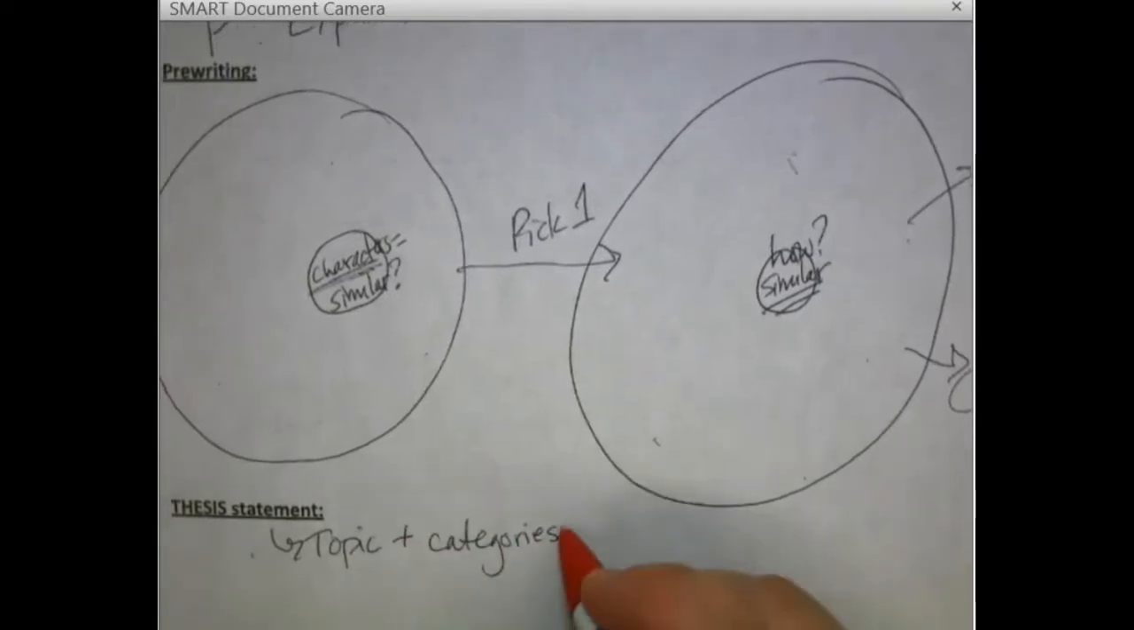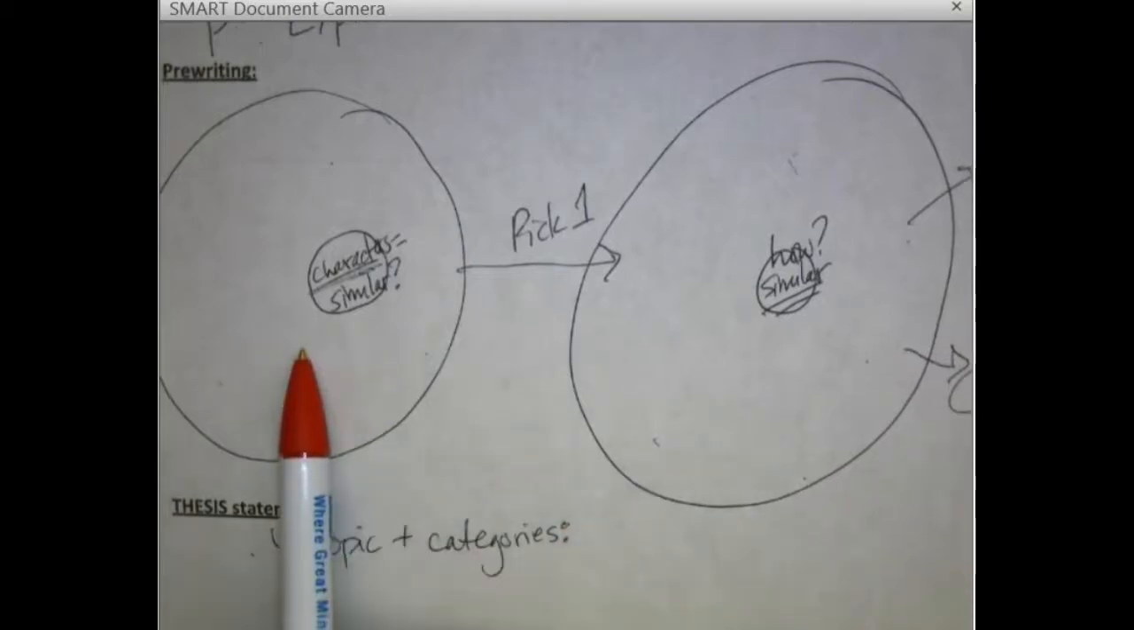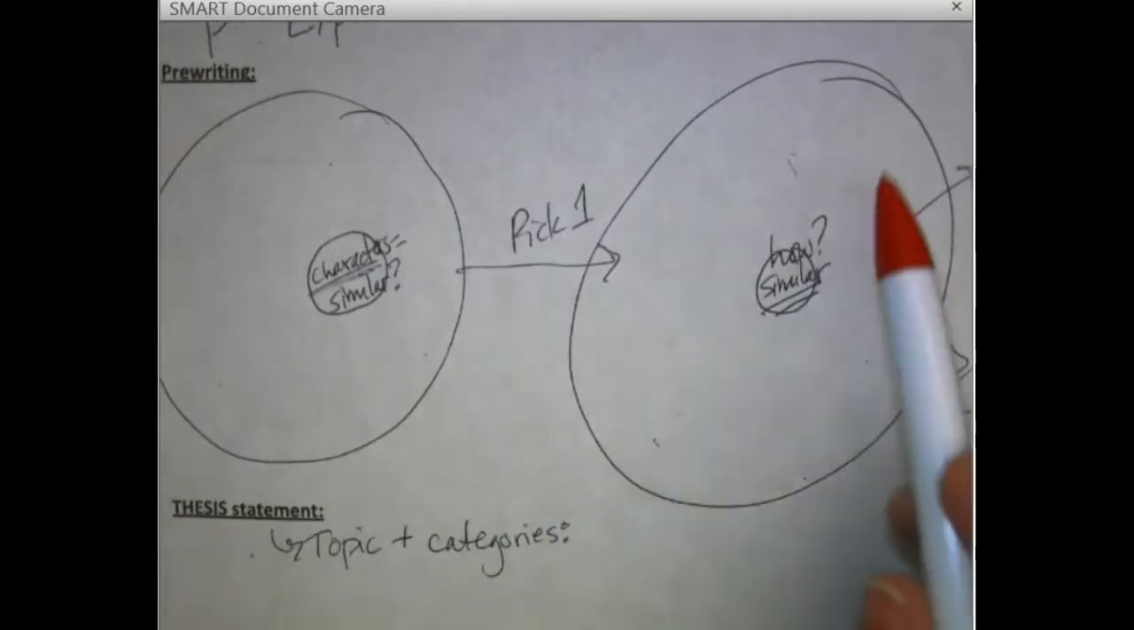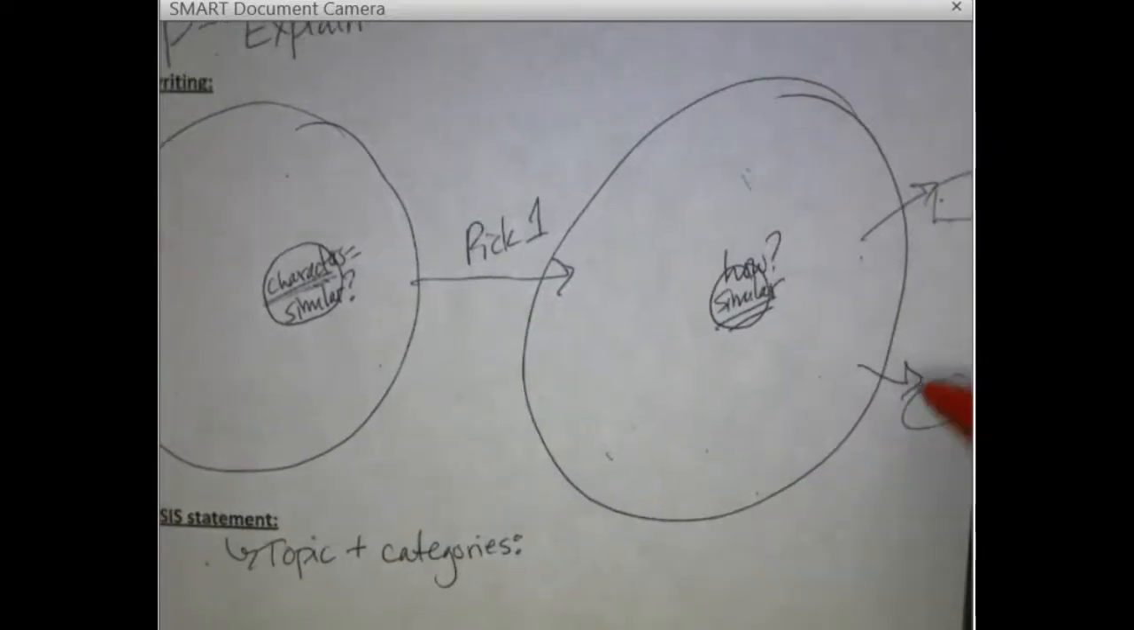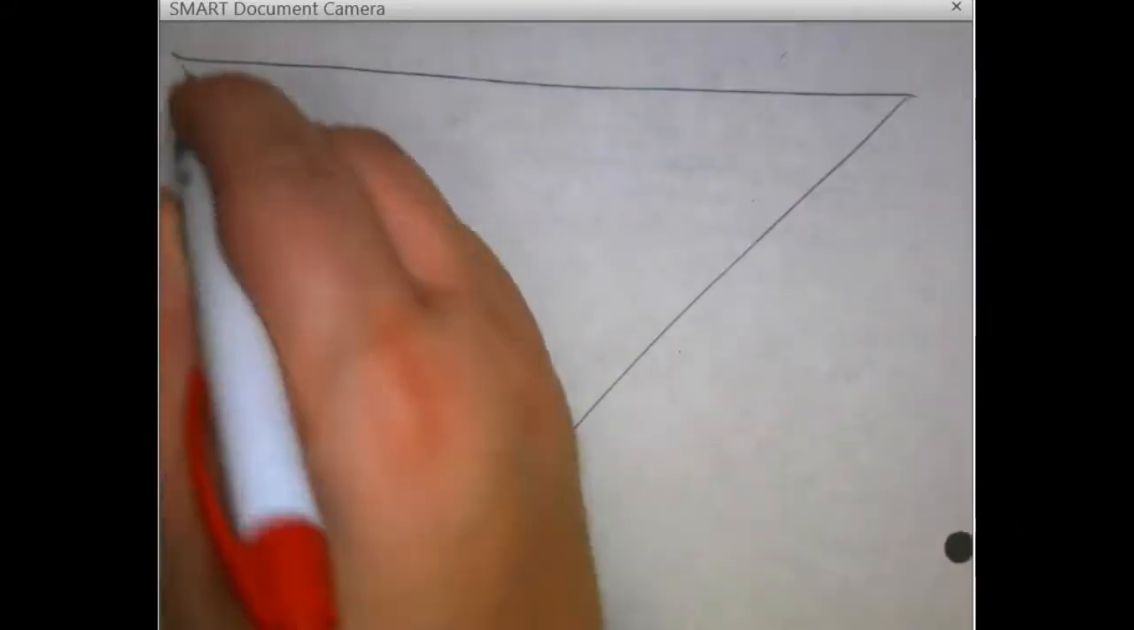I don't expect you to have all this done at this second. I'm just reminding you that we want to brainstorm about characters, pick one, categorize these things into at least 2 big categories. And then our thesis statement is our topic plus our categories. Once you're finished with that, you're going to move on to the back, and you're going to think about how to compose an intro and conclusion.